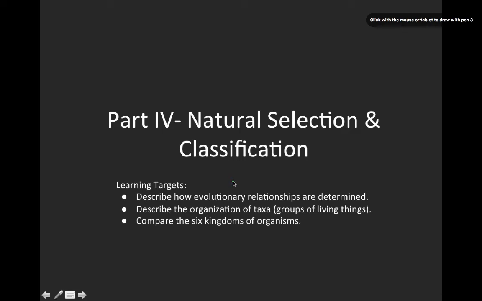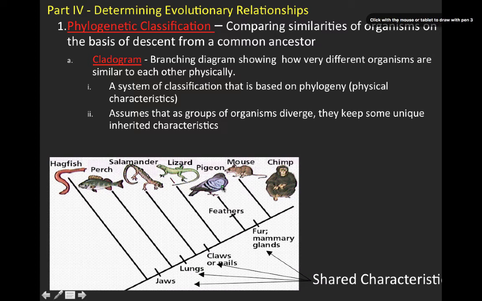Hey class, today's set of notes is unit number 5, Natural Selection Classification. Part number 4, really looking at the 6 kingdoms. We're going to look at characteristics of the 6 kingdoms and a little bit about evolutionary relationships and how we determine them by different characteristics.